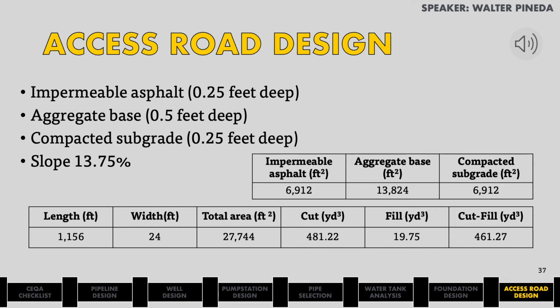The total cut amount was about 481.22 cubic yards, and for the fill, it was about 19.75 cubic yards, which will only be needed for the first 75 feet of the road. After the cut and fill, the slope of the road will be 13.75%, which fits the regulations for maximum slope.